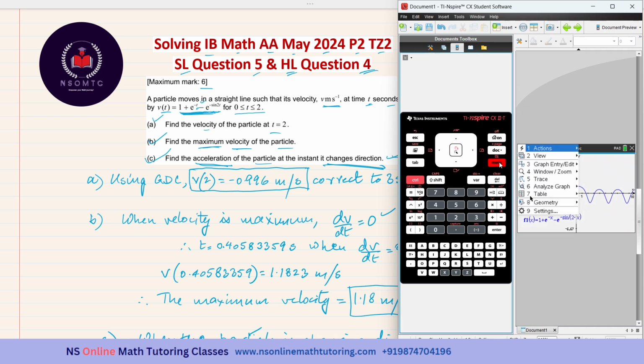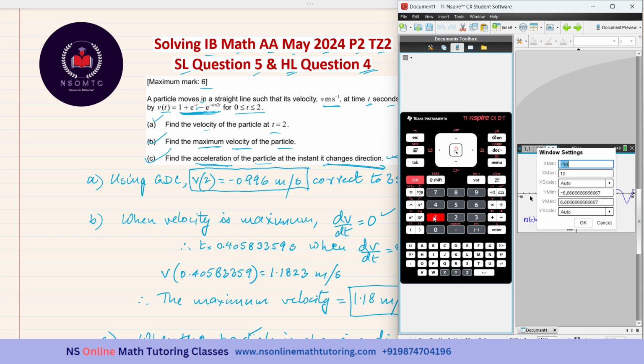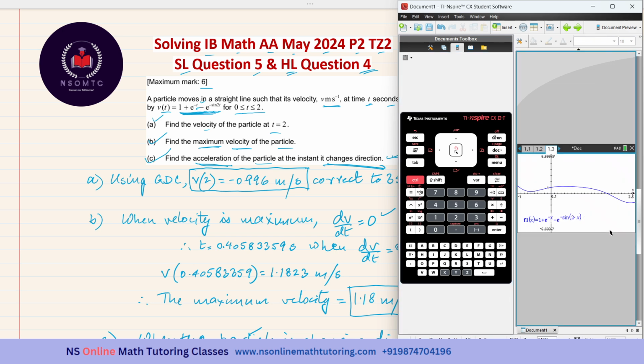So it will be menu and number 4 window slash zoom and number 1 window settings, and I can take x min as -1. I want to see the y axis, so I'm keeping it as -1. And y max, it is t is between 0 to 2, so the maximum value can be kept as 2, but I'm taking it as maybe 2.5. And let the other things be as it is. So this is the graph.